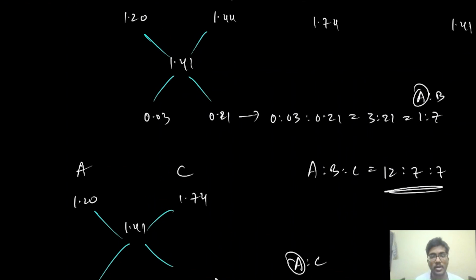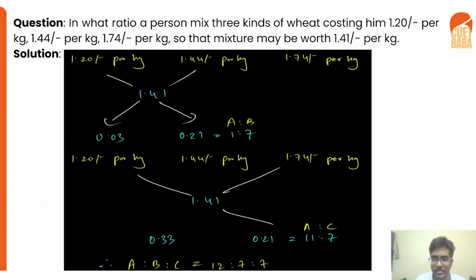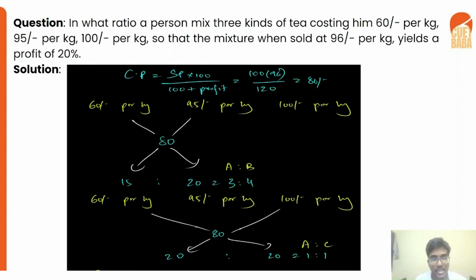So this is the basic part of the mixture and alligation concept that we all know. It's just that you need to decide where you are going to put the mean value or the final value, and then solve the question accordingly. So the same thing I have written here. A is to B is to C value will be 12 is to 7 is to 7. Okay, so I hope you people have understood this thing. Coming to the next question.